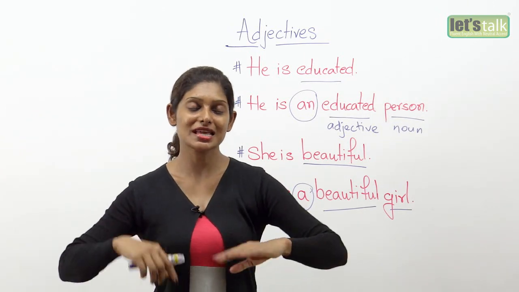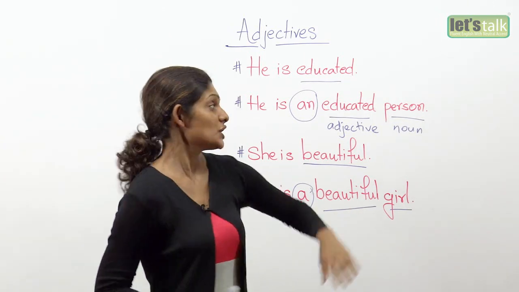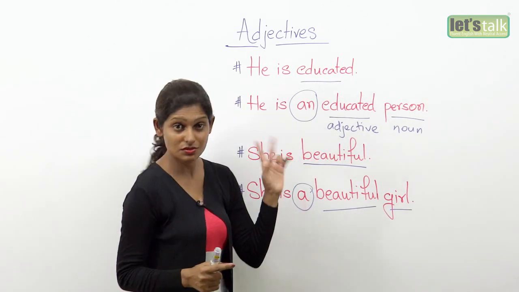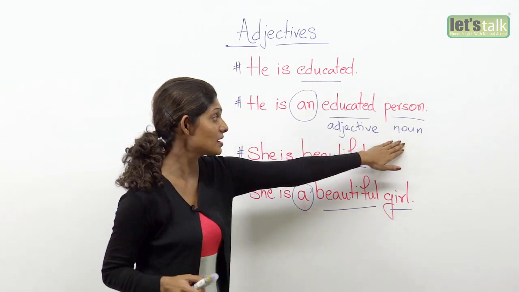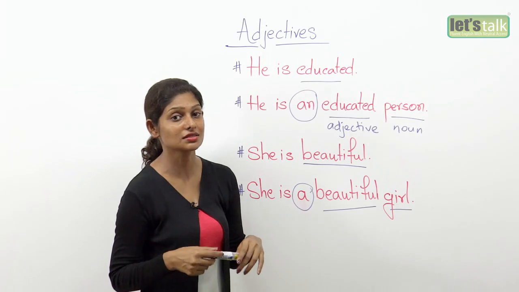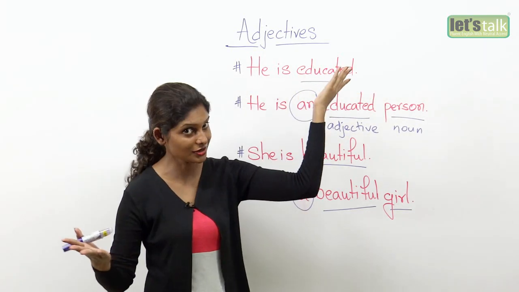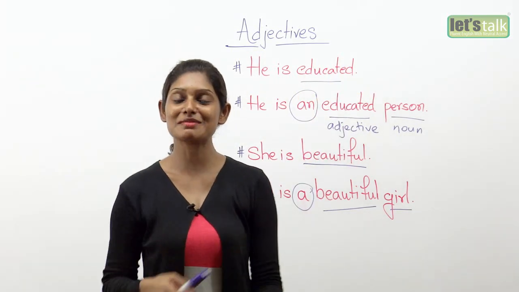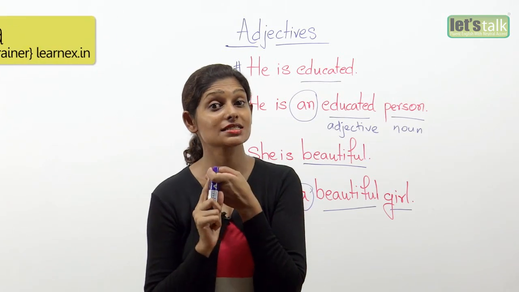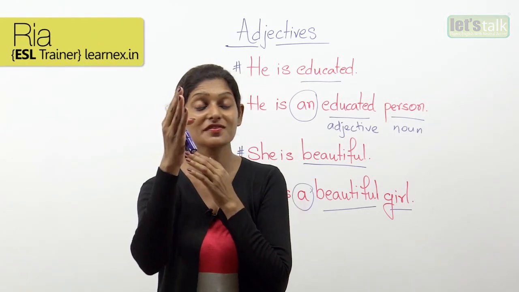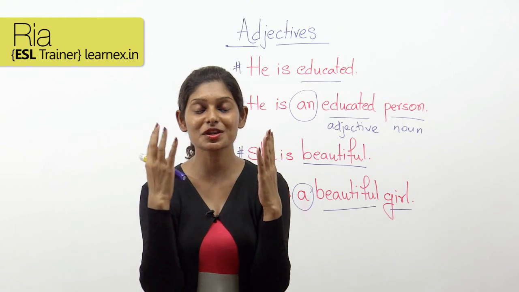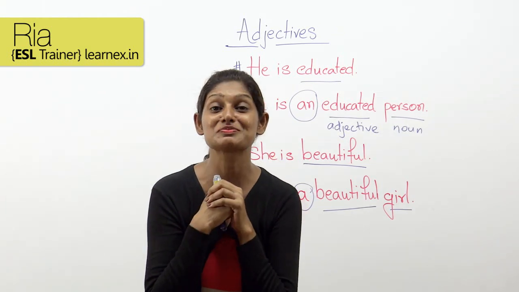I'm sure you can come up with as many sentences as possible using these two rules: if there is a noun, you need to have an article. If there's no noun, no article. I hope this has become much clearer. If it is not as clear, you could always visit our site and watch all those videos on articles. It will be much clearer.